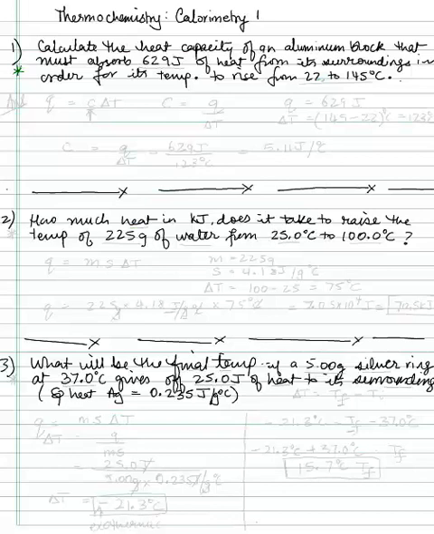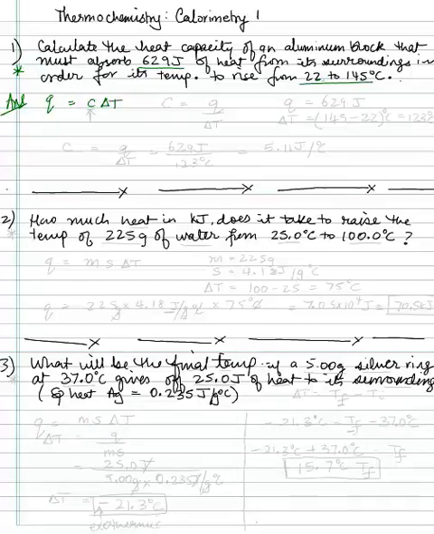Calculate the heat capacity of an aluminum block that must absorb 629 joules of heat from its surroundings in order for its temperature to rise from 22 to 145 degrees Celsius. Now, the first thing that I would do for anything is, of course, write my equation. The equation that I need is Q is equal to C delta T.